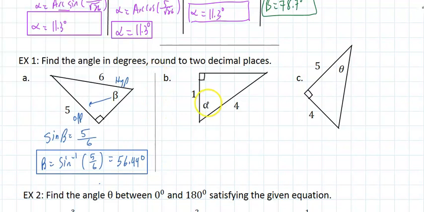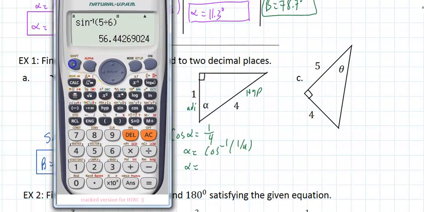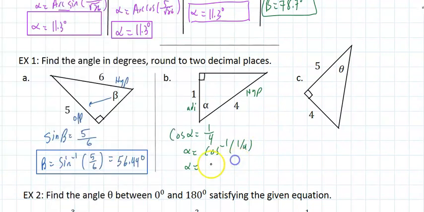If I wanted to find alpha, I notice in this triangle I'm given the hypotenuse and I'm given the adjacent. I could use the cosine. The cosine of alpha equals the adjacent over the hypotenuse, which means alpha would be the inverse cosine of 1/4, and again, the inverse cosine of 1/4 would be 75.52.